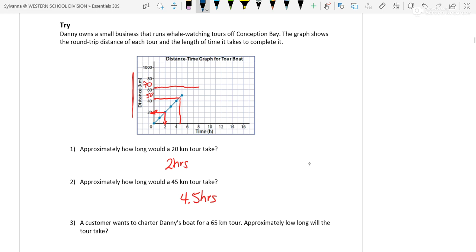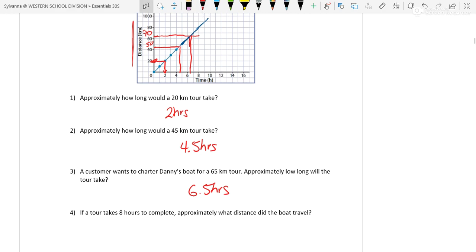It looks like we have a straight diagonal across the boxes like that, if you look at the pattern. So now it has hit my extended graph, and looking at it, it looks like it'd probably be about 6.5. So a 65 km tour will take about 6.5 hours.